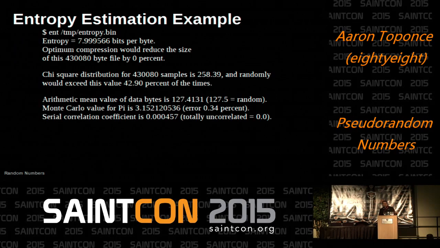So I've run ent on that same file, and it tells me that I'm getting roughly 7.999566 bits per byte. The maximum would be 8 bits, so I can, at least from an entropy perspective, know that this generator is producing good output. And then we can see how well it could compress, the chi-square distribution. Looks like the Monte Carlo value for pi was 3.15212, etc. So about a 0.34% error.